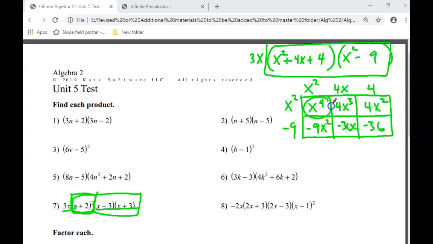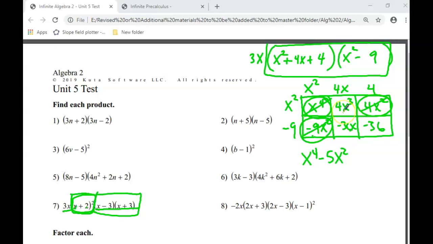Okay, so I've got an x to the fourth. Notice there's no other x to the fourths in there. I've got an x squared, but the diagonals are not like terms this time. So I've got an x squared here. I've got another x squared over here. Negative 9 and positive 4 makes negative 5x squared.